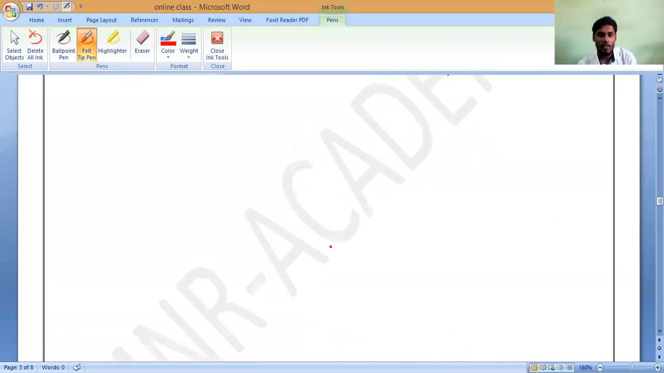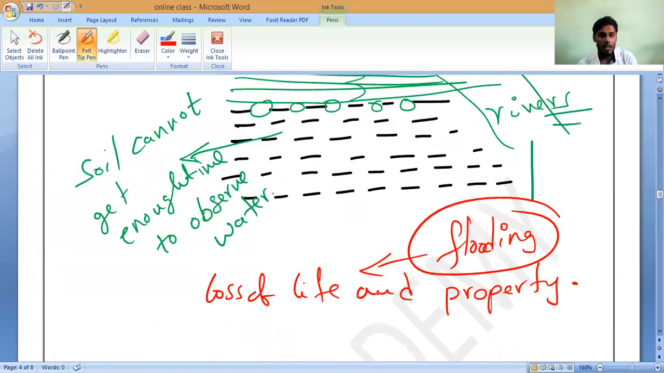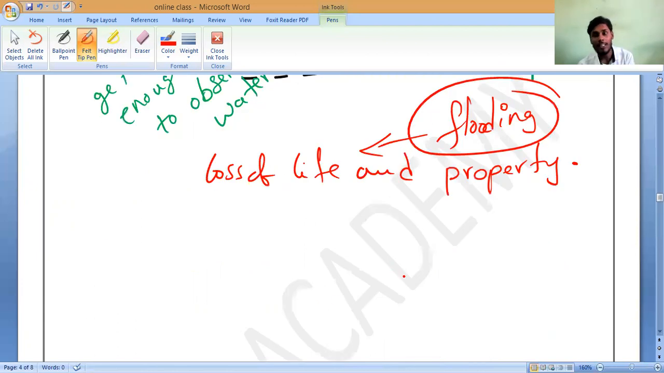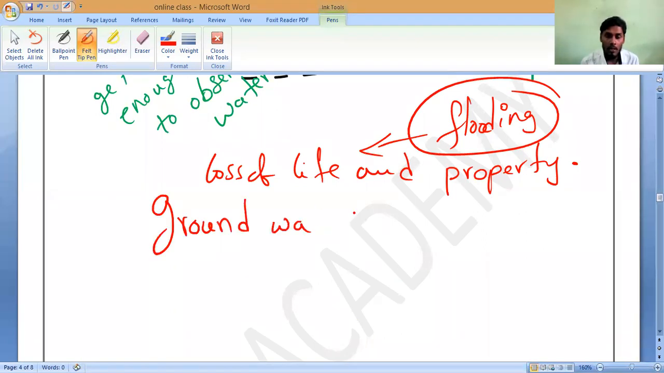So the speed of water, and loss of life will be happening. That is why you should understand. What will happen if you have trees? The trees will restrict and control the speed of water, so that the soil gets enough time to absorb the water, and that water is also stored in the ground. So the groundwater level will increase.